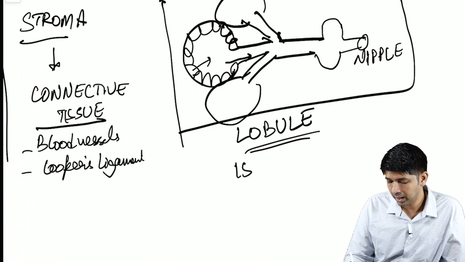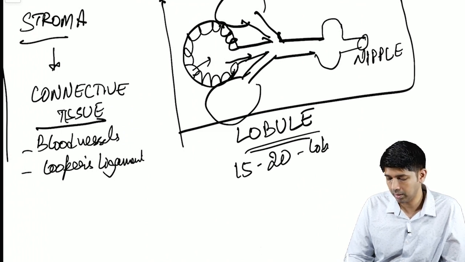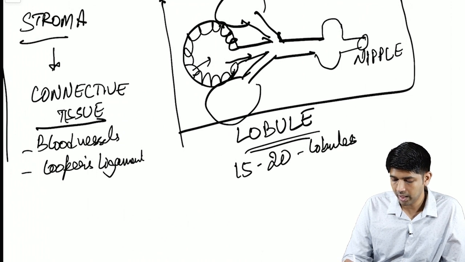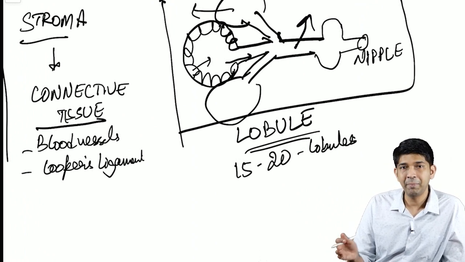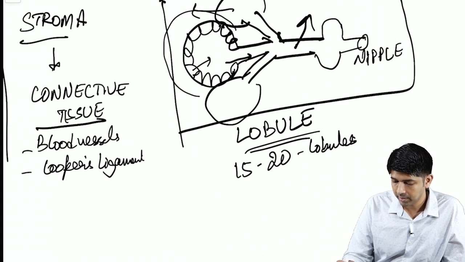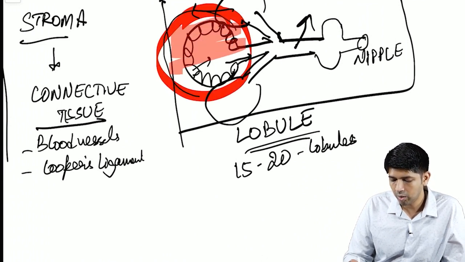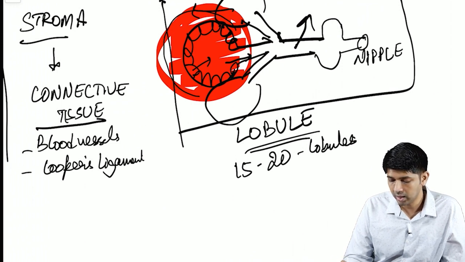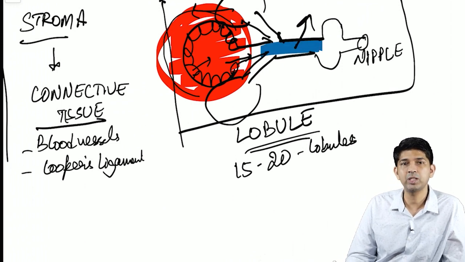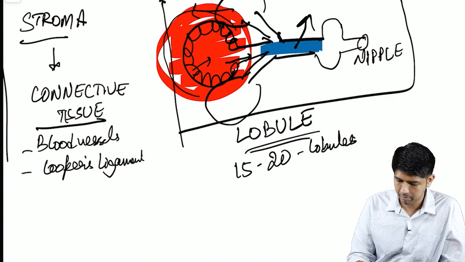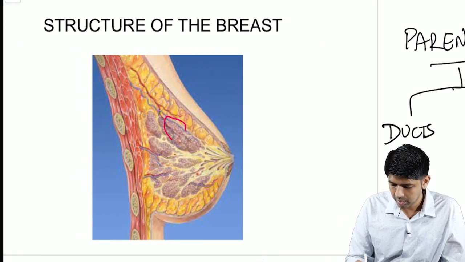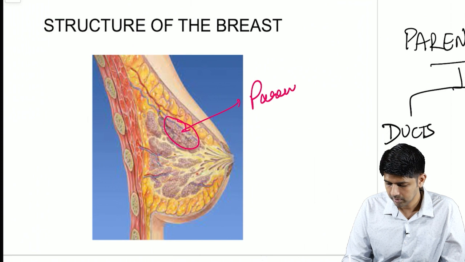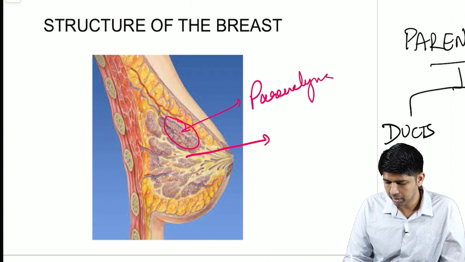So, there are 15 to 20 such lobules in the breast. Alright. So, you are going to have the lobes, then you are going to have the ducts, and an entire thing put together is what we call as a lobule. Now, in a male breast, the acini part of it is not very well developed. So, it is more or less only the ductal system. It is only the ductal system which is well developed in a male breast as compared to a female breast. So, like we discussed, this part will be the parenchyma, and whatever is in between is the stroma.